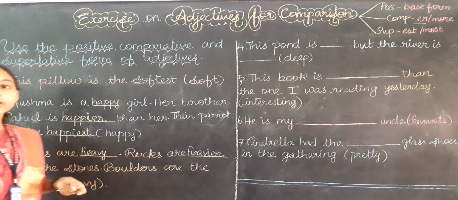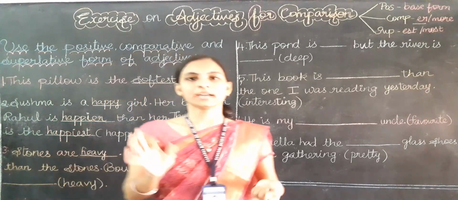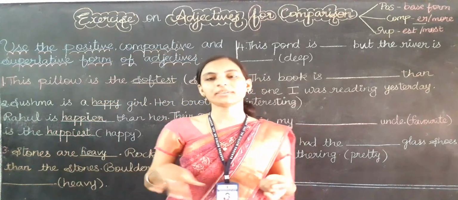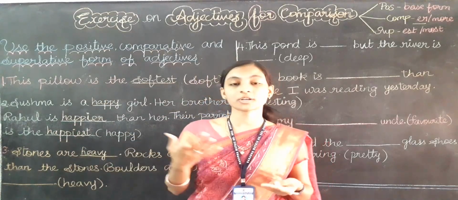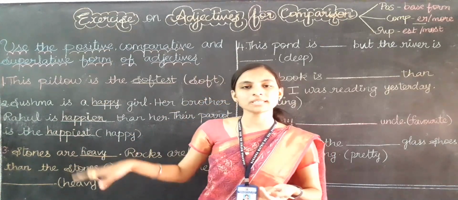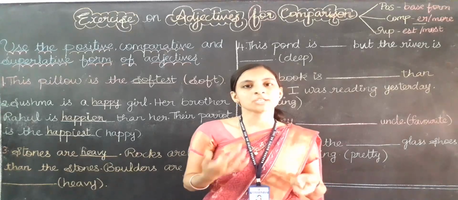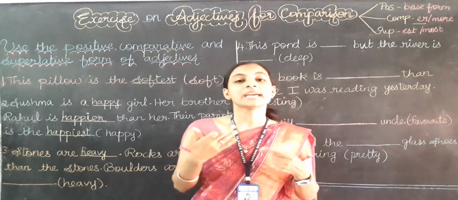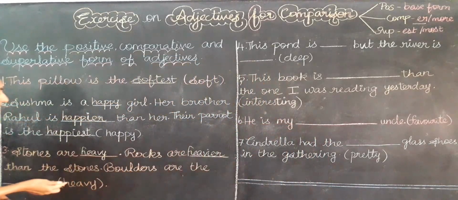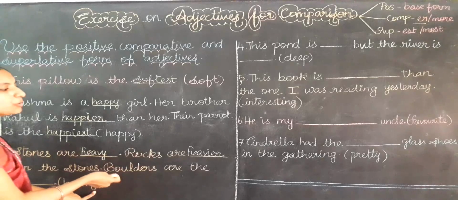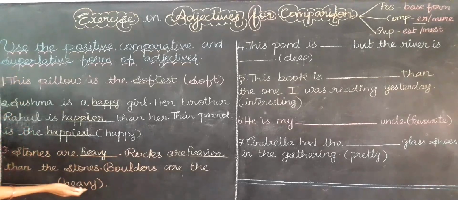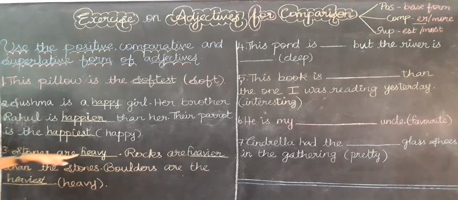Now among these rocks and stones, only boulders are the heaviest. They are saying that only boulders are much heavier than the stones and rocks. So among these things, only the boulder is very heavy. So here which form of adjective do we need to use? Yes, superlative adjective. So for writing superlative adjective, I need to use EST because it is a small word, but it ends with Y. So I am going to remove the Y. Instead, I will add IEST, heaviest. Now the sentence will become: stones are heavy, rocks are heavier than the stones, boulders are the heaviest.